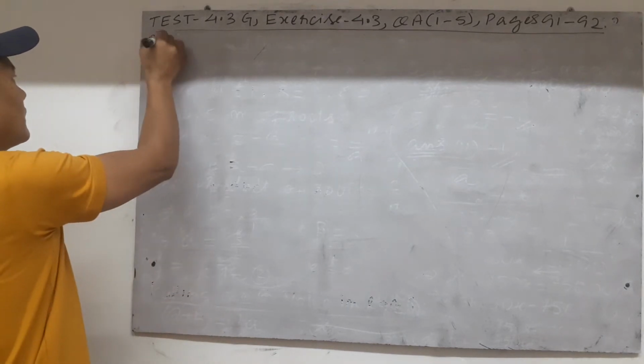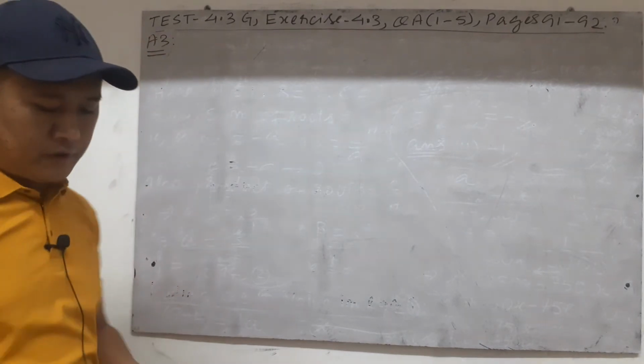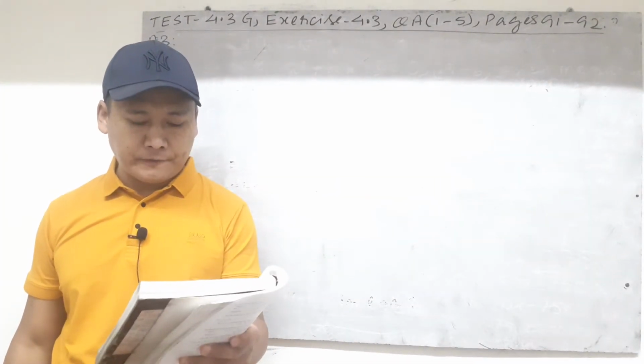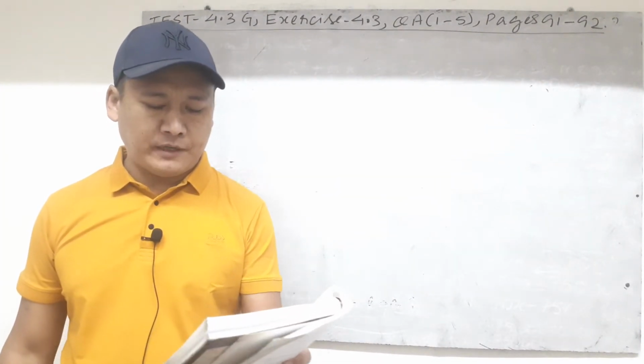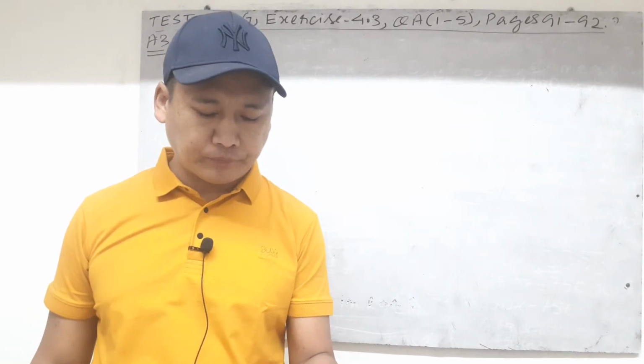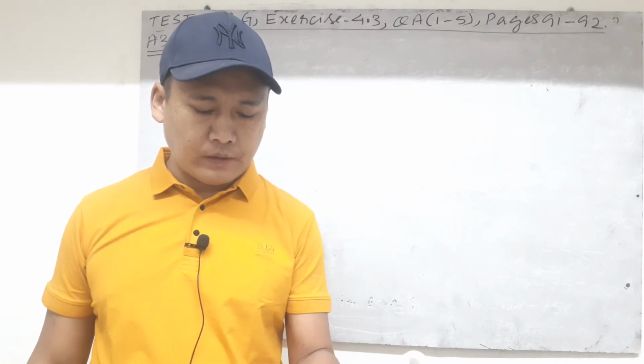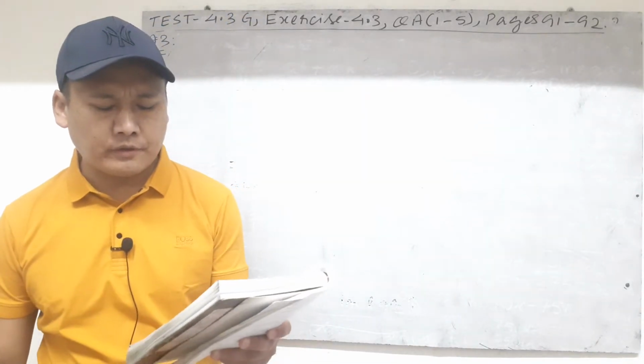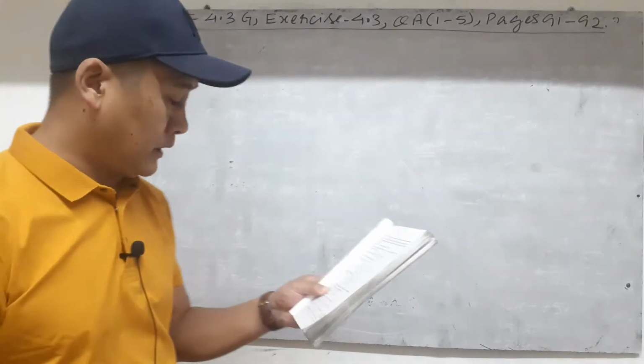A3. Let me read the question for us. If x is equal to 1 is a common root of ax squared plus ax plus 2 equal to 0, and x squared plus x plus b equal to 0, two quadratic equations, then ab equal to what?